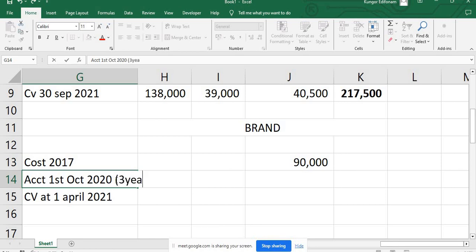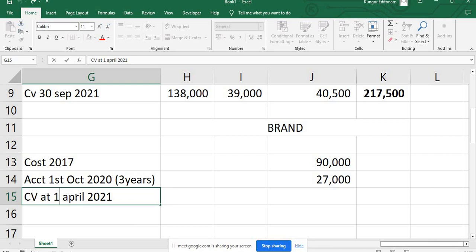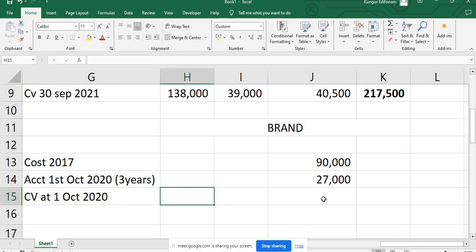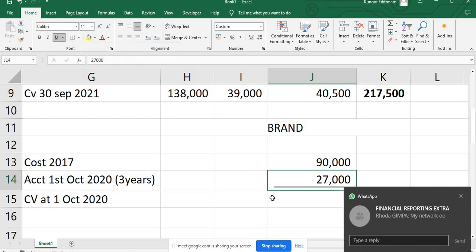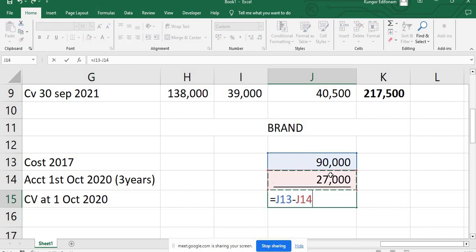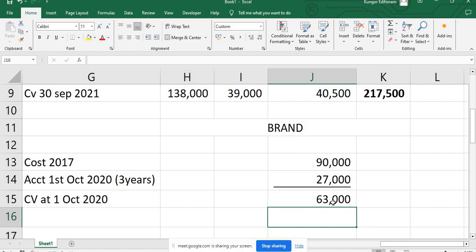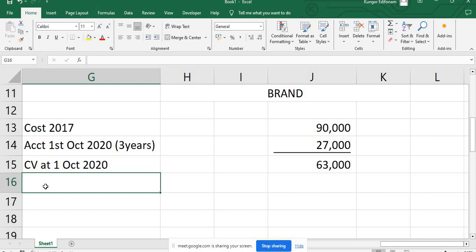Let me put it in brackets. This will be exactly 3 years. And then we have it as 27,000. Which means that this will be the current value as at 1st October, and that is the start of our accounting year. Okay, so let's find the current value. That's 90 minus 27, so we have 63,000. Now let's find depreciation from 1st October.